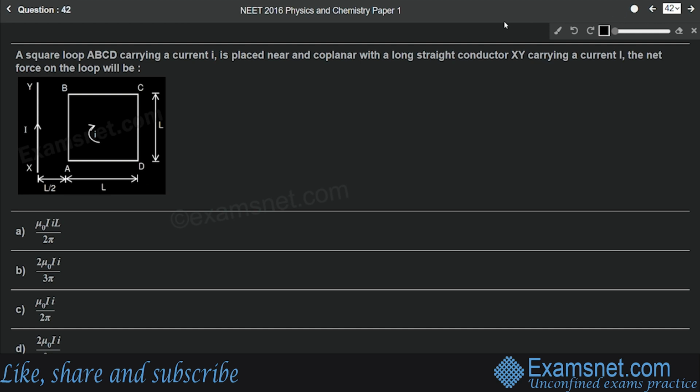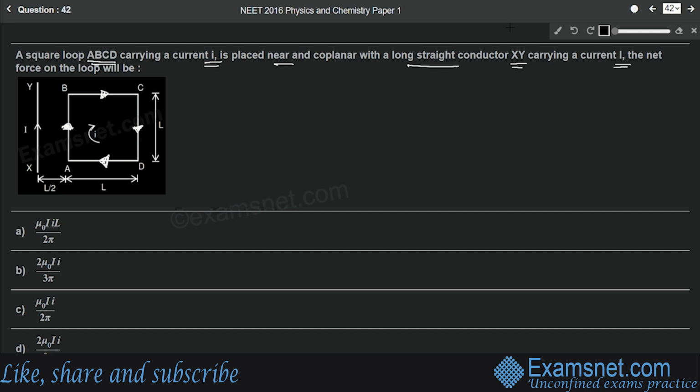Question number 42 is from the chapter Moving Charges and Magnetism, and the question is: a square loop ABCD carrying a current small i is placed near and coplanar with a long straight conductor XY carrying a current capital I. The net force on the loop will be, okay. So this is the direction of the current in the loop. Just look at the arrow. Now the four sides of this loop will have different forces. So the net force will be the sum of these four forces.